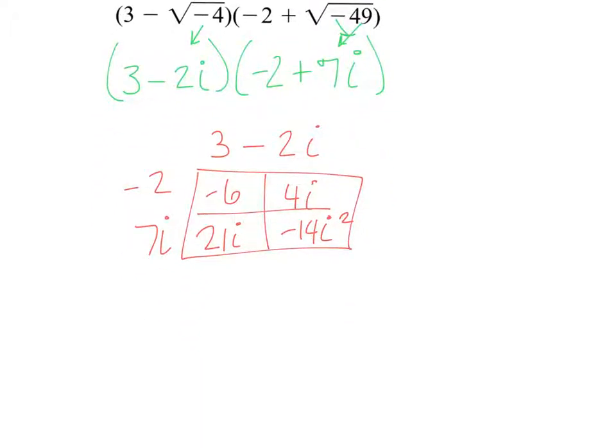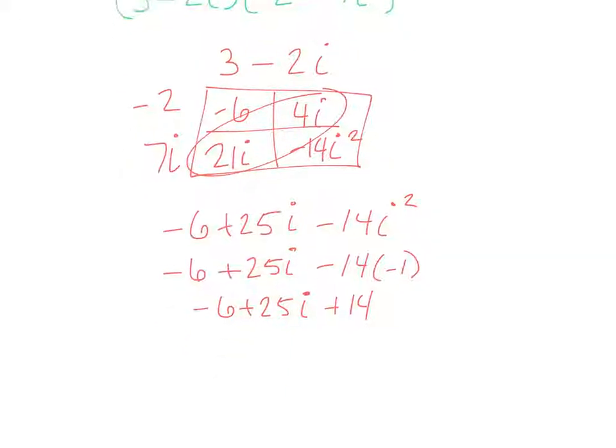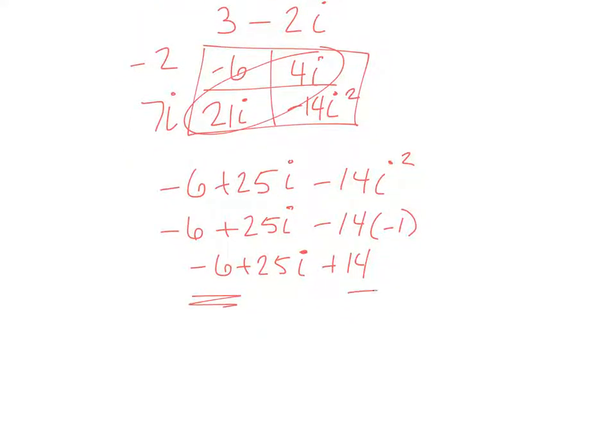Okay. I will add these terms because they are like, so I get -6 plus 25i minus 14i squared. Now again, i squared is negative 1. If you don't remember that, you can just type in i squared into your calculator and you'll get it. Negative 6 plus 25i plus 14. I'm going to add my real parts, which is negative 6 and 14. And negative 6 and 14 get you a positive 8 plus 25i.